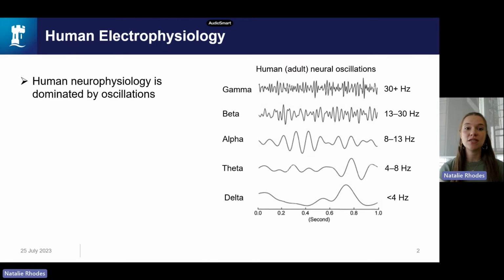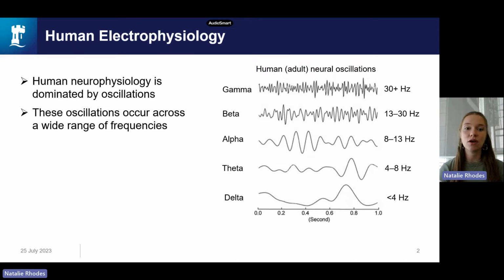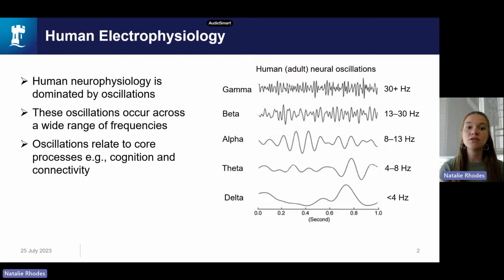So human electrophysiology is dominated by oscillations, and these oscillations occur across a wide range of frequencies, ranging from the very slow, which we call delta, under 4 Hz, all the way up to the fastest, which we call gamma, over 30 Hz. And these oscillations relate to core processes, things like cognition and connectivity.